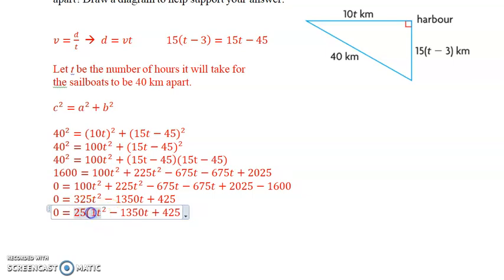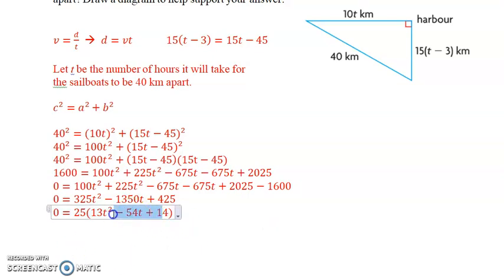That leaves us with 13t squared minus, and we take the 1350, divide that by 25, and that'll give us 54, minus 54t, and take the 425, divide that by 25, and that would be obviously 17. All right, so a little easier to deal with here. You can use that for your quadratic formula, or you can just graph it. It doesn't make a difference to me how you get the t values. So let's do that next.